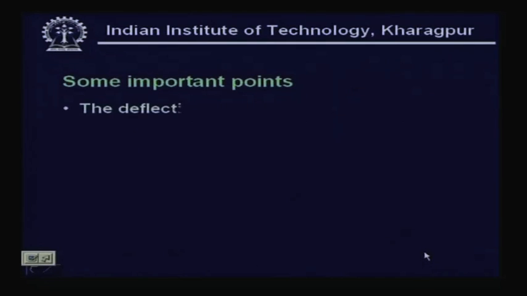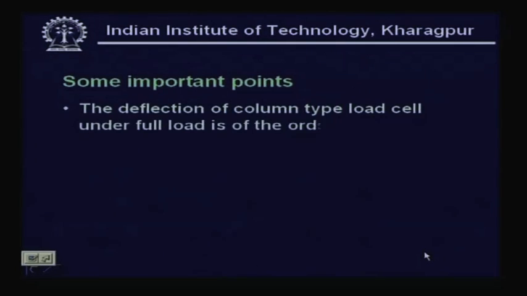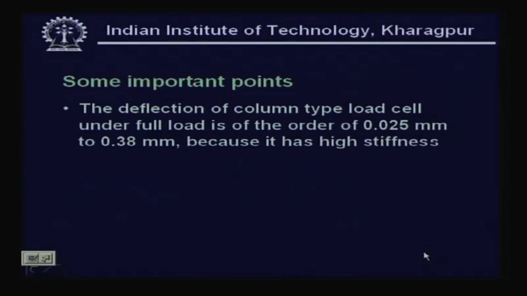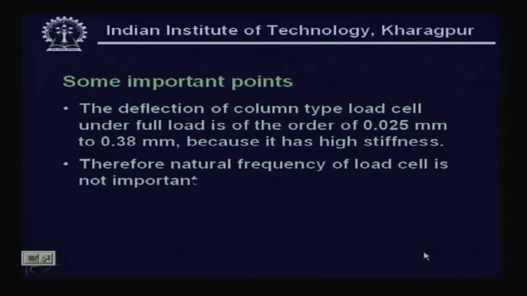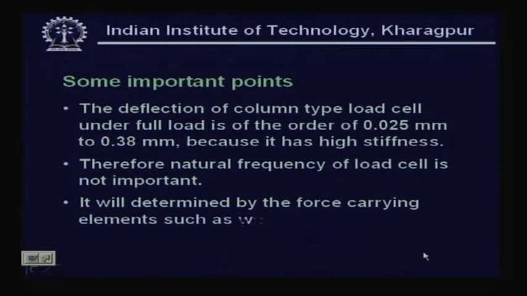Now, some important points. See, the deflection of the column type load cells under the full load is of the order of 0.025 millimeter to 0.38 millimeter, extremely small, because it has a high stiffness, and therefore, natural frequency of the load cell is not very important. It will be determined by the force carrying elements such as weighbridges, because a lot of its mass is much higher than the load cell itself. So, frequency, all these things will be determined by that platform itself.